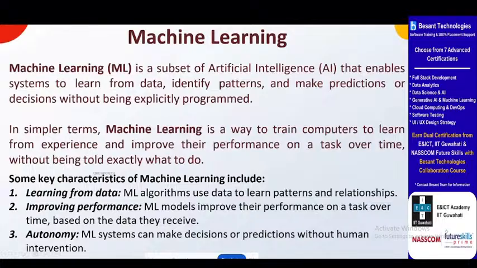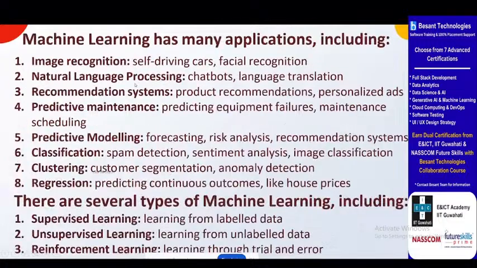So at that time, you will use this anomaly detection machine learning algorithm. Now, coming back, machine learning we have seen. It has many applications: image recognition, NLP, classification, clustering, and regression. These are very important things. You are going to use this in your projects.